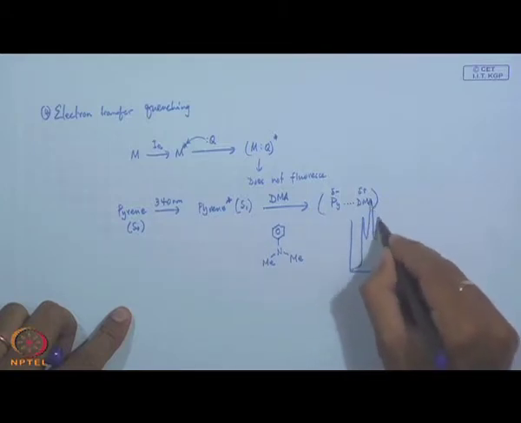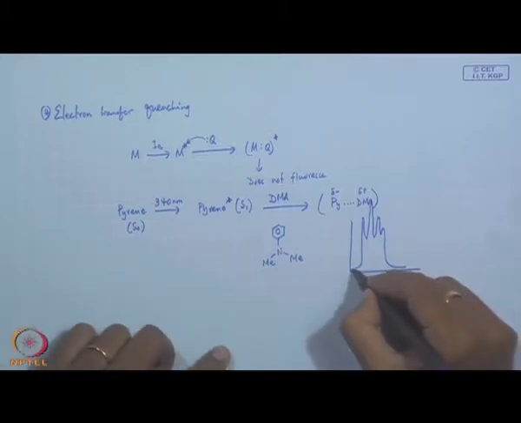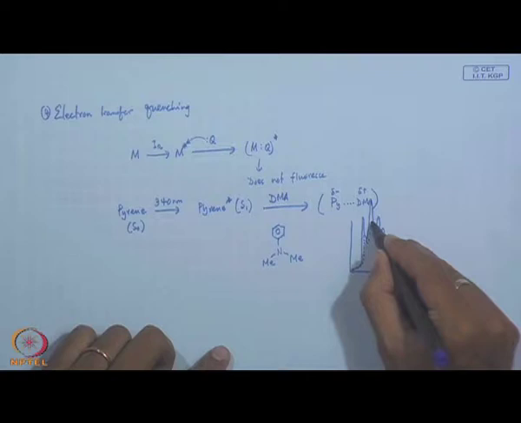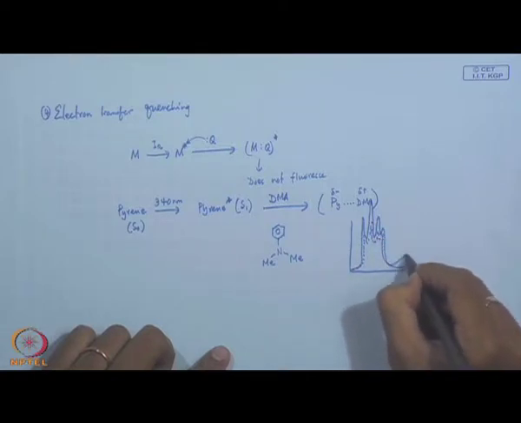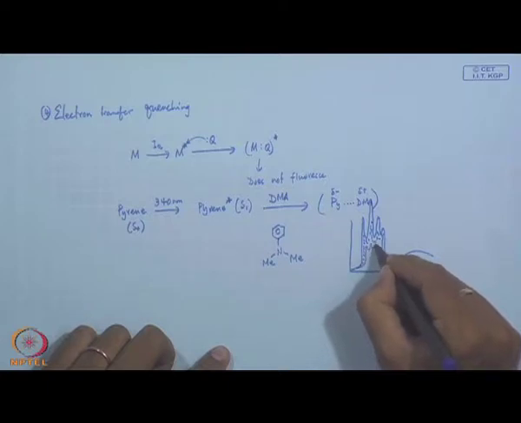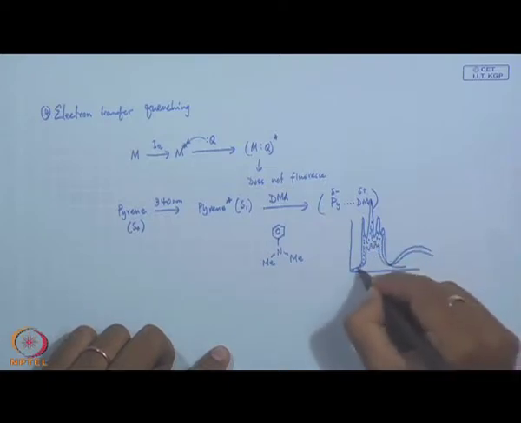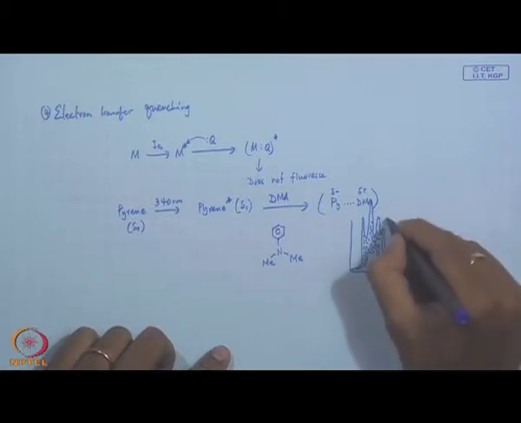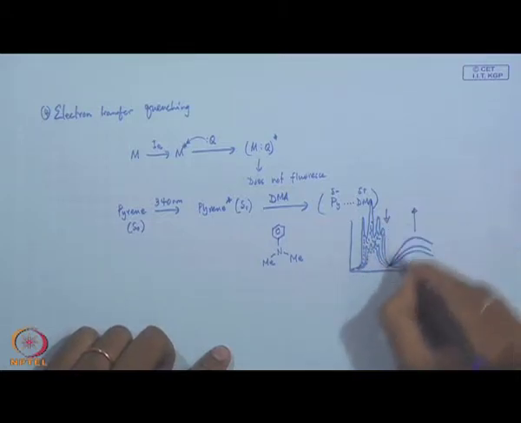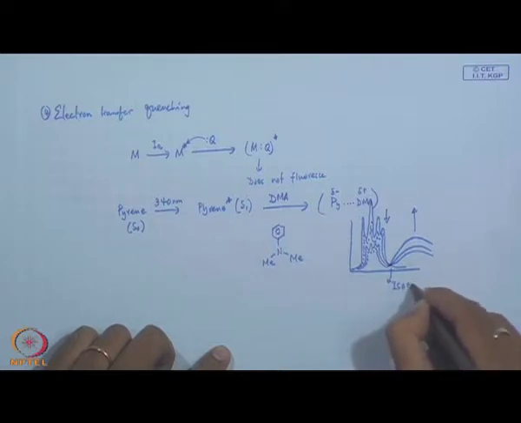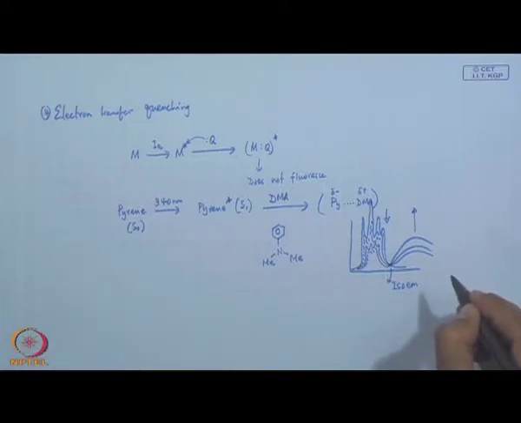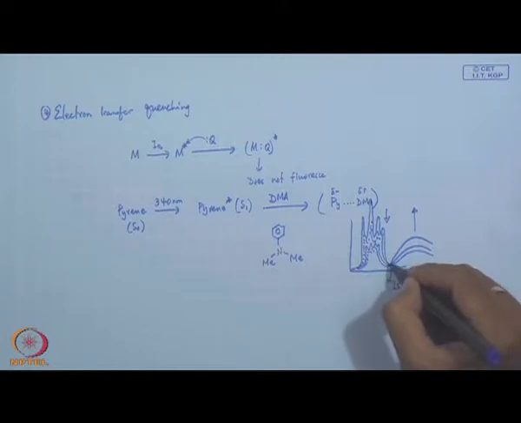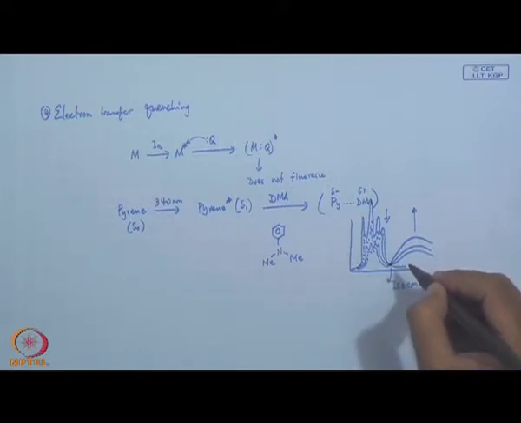So, spectra may look like this. This is the pyrene emission. When you add more and more DMA, it is gradually reduced, and this other band is increasing, with an isoemissive point, like the isosbestic point which is observed in the case of your UV spectra. So, observation of an isoemissive point corresponds to an equilibrium in the excited state.